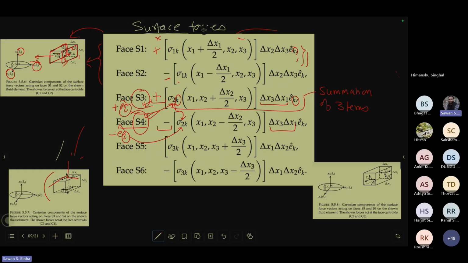Forces in all 3 directions. Okay, then we come to the arguments. For S3, I go up delta x by 2, that's why I have this. For S4, I go minus delta x by 2. That's why I have minus here. A lot of signs and a lot of sign conventions here.